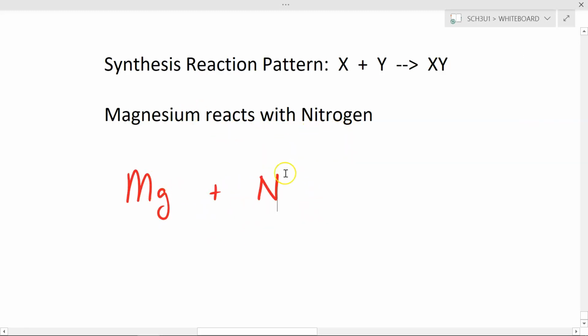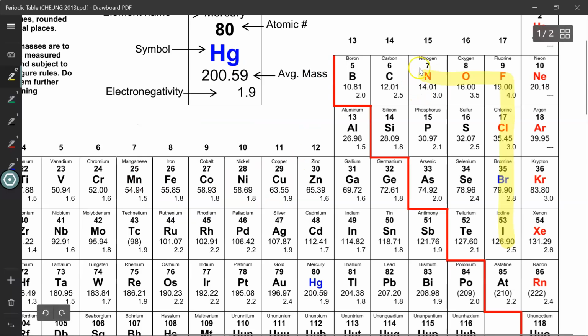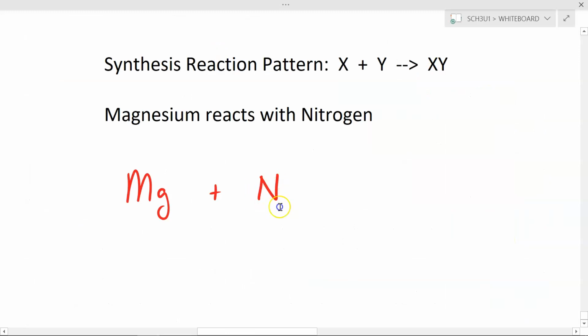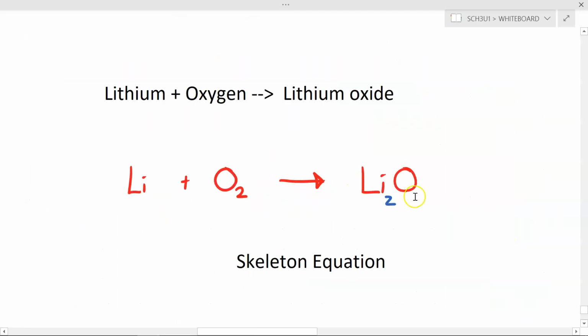Magnesium Mg, nitrogen N. But again, don't forget that nitrogen is diatomic, so it's not allowed to be by itself. Now some students ask, sir, oxygen is diatomic. Shouldn't there be a 2 there? Well, no. Reason number 1, it would not zero sum properly, so this wouldn't exist. But reason number 2, it's not allowed to be by itself. But if you look at it over here, it's connected to the lithium.